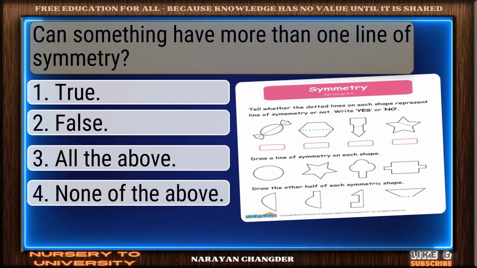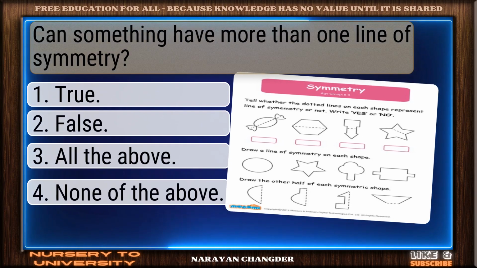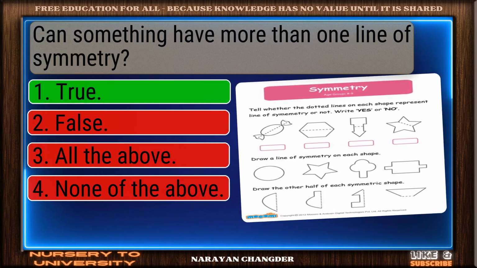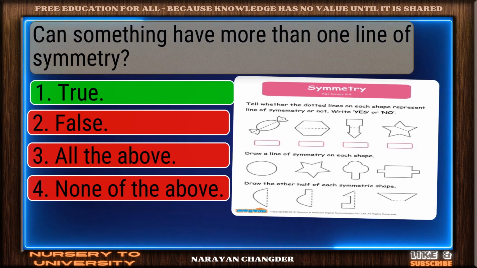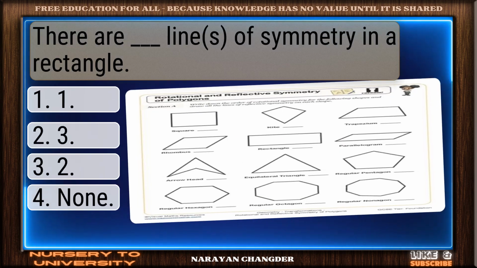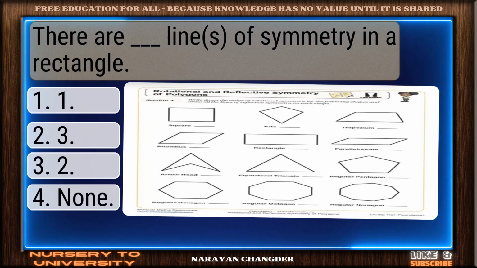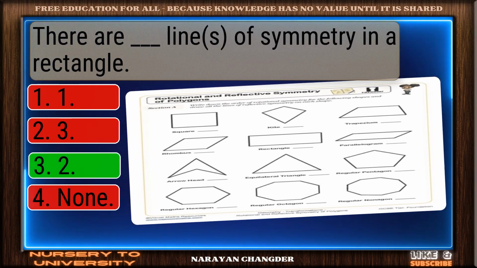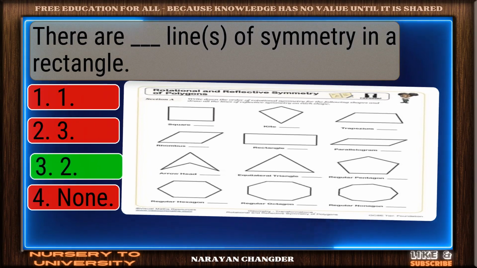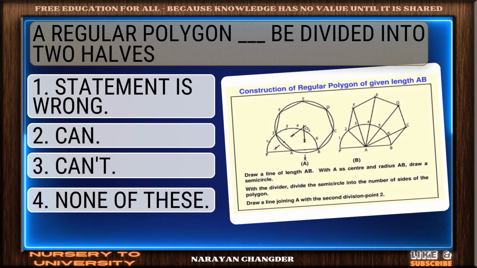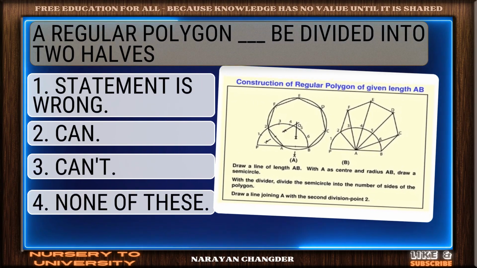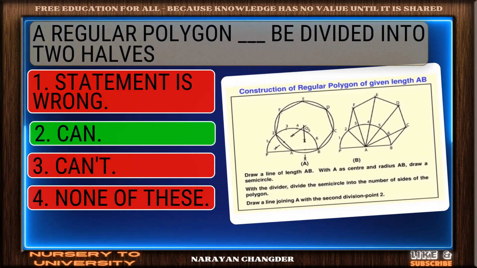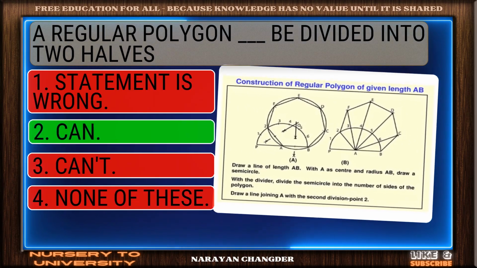Can something have more than one line of symmetry? Excellent. True is a brilliant choice. There are dash line of symmetry in a rectangle. You're right. 2 is the correct answer. A regular polygon dash be divided into 2 halves. Well done. Can is the right choice.